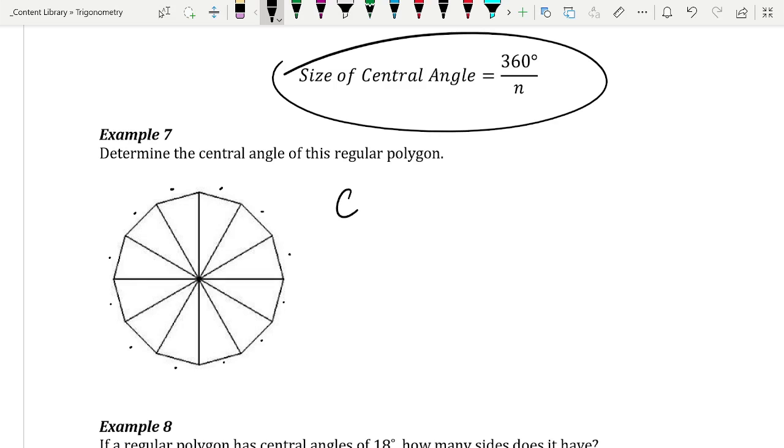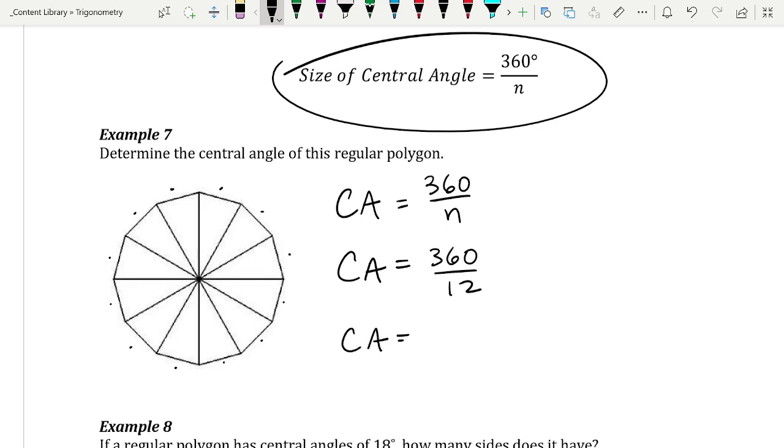So the size of the central angle, I'll just put CA for central angle if you're okay with that, is 360 divided by n, and n in this case is 12. I don't think I need a calculator for that. 36 divided by 12 is 3. Put a 0 on it. They're all 30 degrees. Cool.